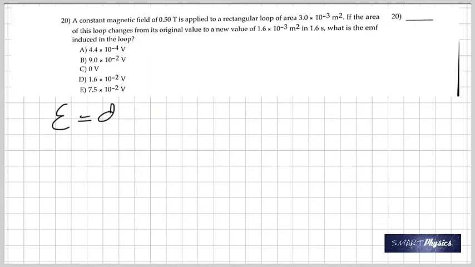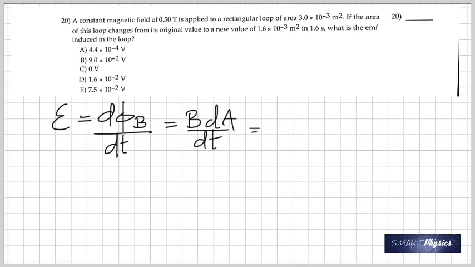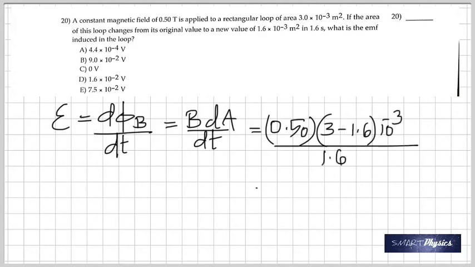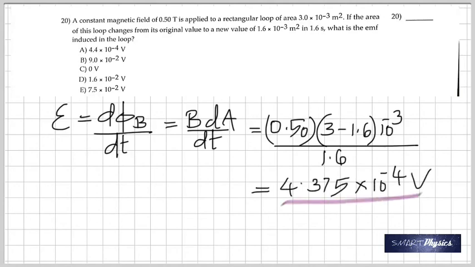And the last one talks about a constant magnetic field applied to a rectangular loop of area given, and the area changes. Oh, this is like we had done before. So B dA by dt. So B times the change in area divided by the time, 4.375 times 10 to the minus 4 volt is the answer. I try to make it as clear as possible, but you got to get those distances clearly.